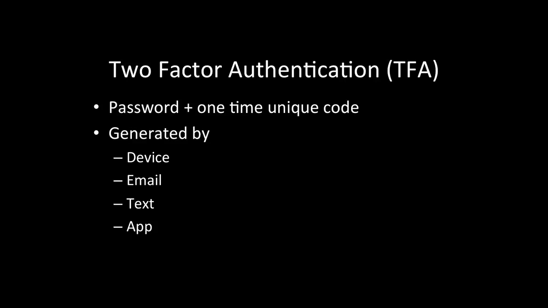That unique code can be generated in a number of ways. Sometimes you have a device specifically designed to create that unique code, and we'll take a look at an example of one of those. That unique code may be emailed to you when you need it. It could be sent to you in a text message, or some places like Google actually have an app that's designed to generate that code for you if you want. Let's look at a couple examples of these two-factor authentication codes being generated, and we'll start with one generated by a device called an RSA Secure ID key.